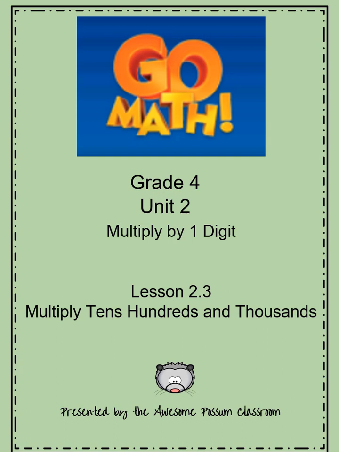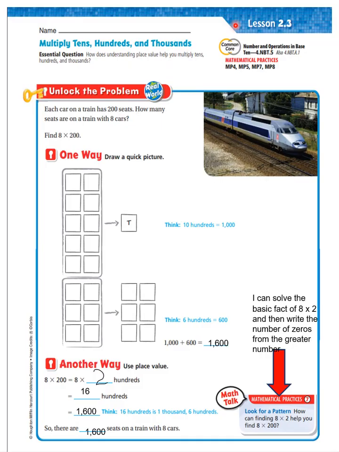This is Go Math Grade 4 Unit 2, Multiply by one digit, Lesson 2.3, Multiply tens, hundreds, and thousands. Okay, boys and girls, let's go ahead and begin Lesson 2.3, Multiply tens, hundreds, and thousands. Our essential question is, how does understanding place value help you multiply tens, hundreds, and thousands?